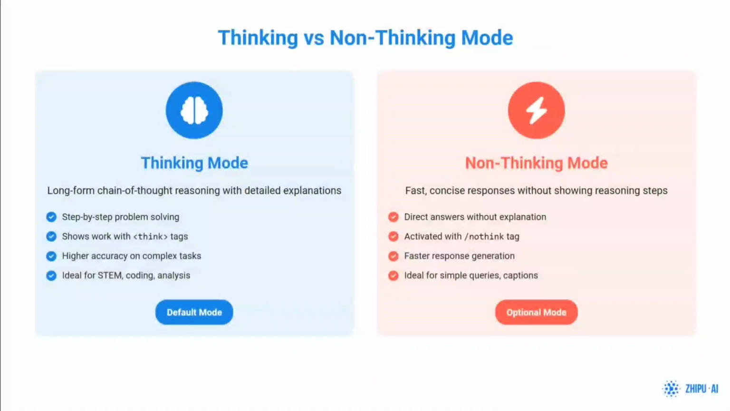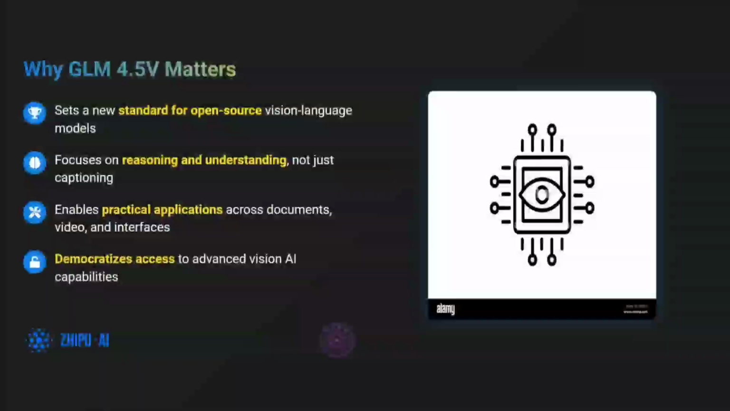Now they have released two modes also, that is thinking versus non-thinking mode. In the first one, thinking mode, it goes with step-by-step problem solving, shows work with thinking tags, high accuracy and ideal for STEM and coding analysis. Non-thinking is obviously faster, with concise responses, but may go a little wrong also. It can be used for more factual problems, activated with a no think tag. So you need to provide a no think tag. Hence, it will stop thinking and give faster responses.